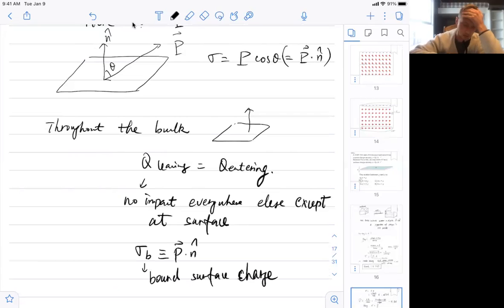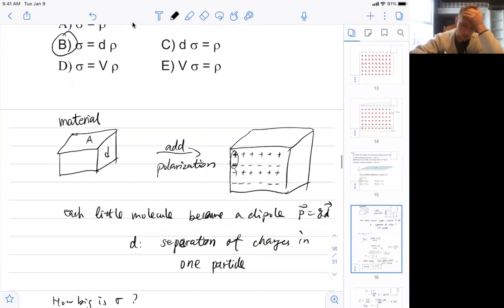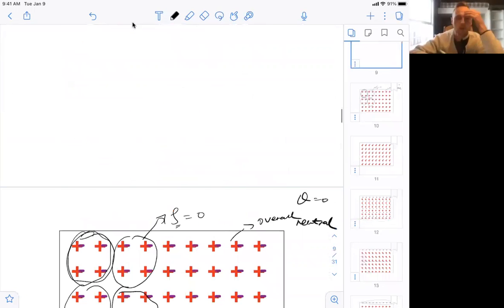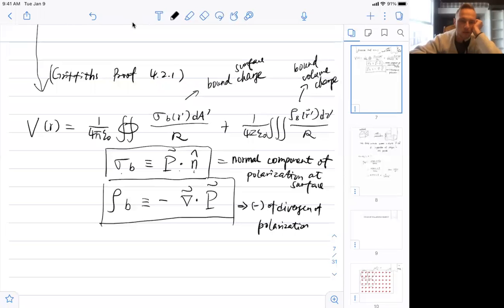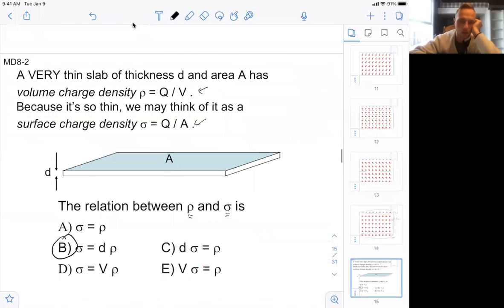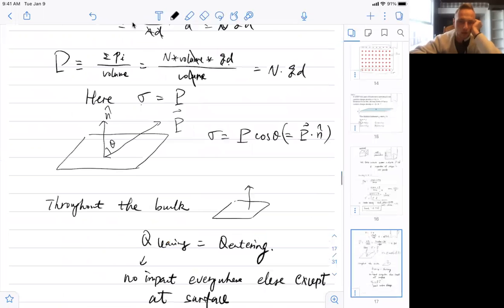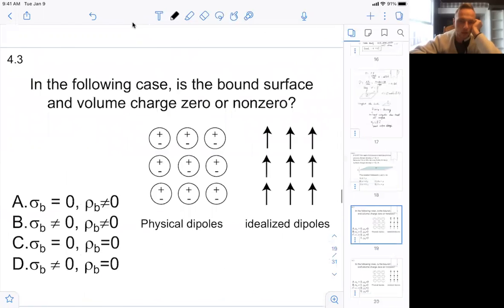Mathematically, we rewrite the potential into two terms, and the first term is due to the surface charge density. It's over here. Sorry, this term is our first term. All right, now let's look at our second term. Surface charge density only deals with the top and the bottom, and we have just said that throughout the bulk, we're not going to end up with anything. But that's not always the case.